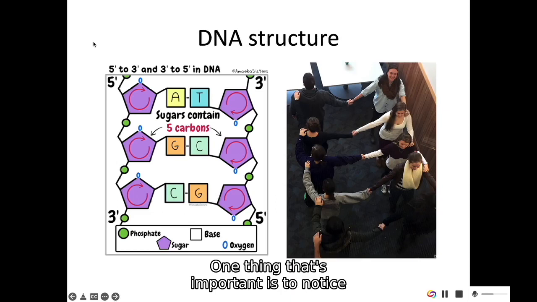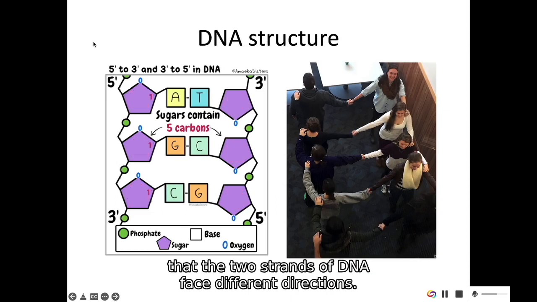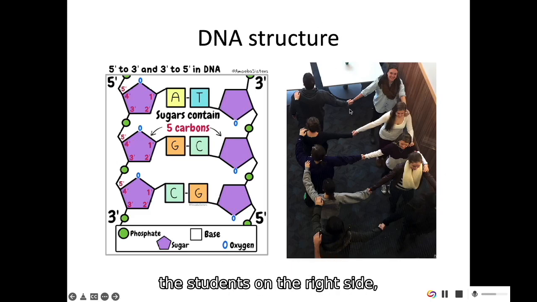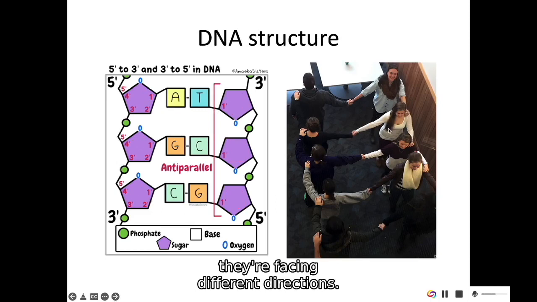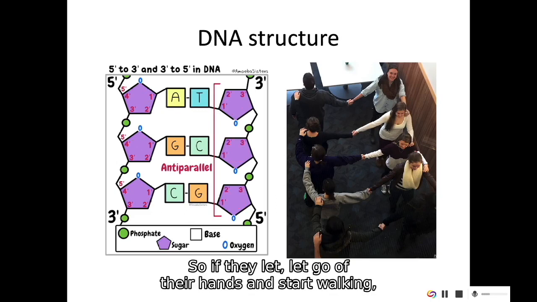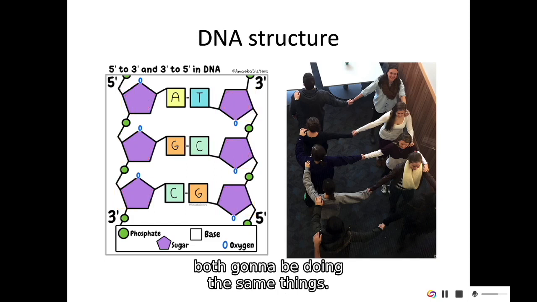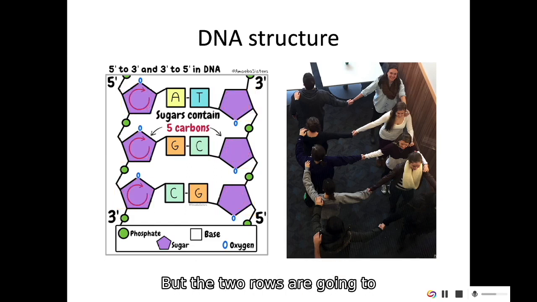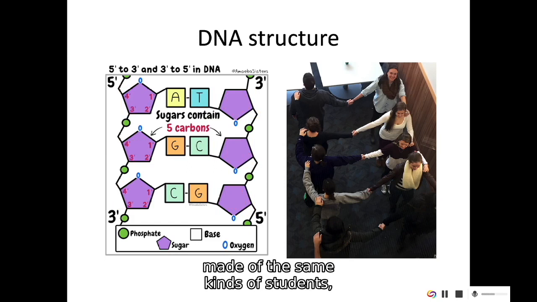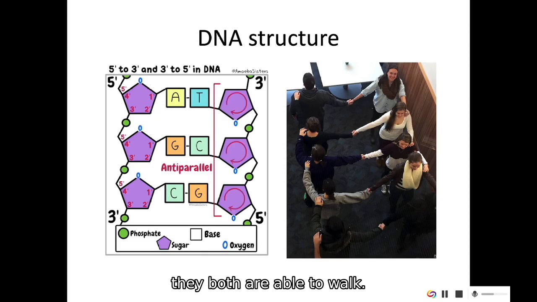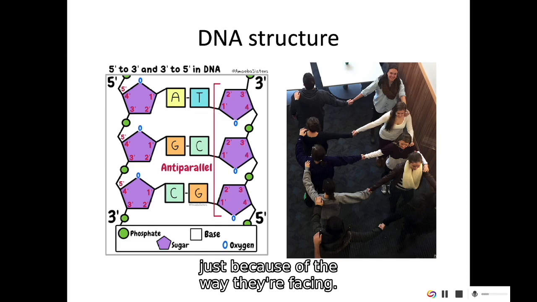One thing that's important is to notice that the two strands of DNA face different directions. So if you were looking at this picture of the students on the right side, they're facing different directions. So if they let go of their hands and start walking, they're both going to use their legs, they're both going to be doing the same things, but the two rows are going to walk in different directions. So even though both lines are made of the same kinds of students, they both are able to walk, they walk in opposite directions just because of the way they're facing.